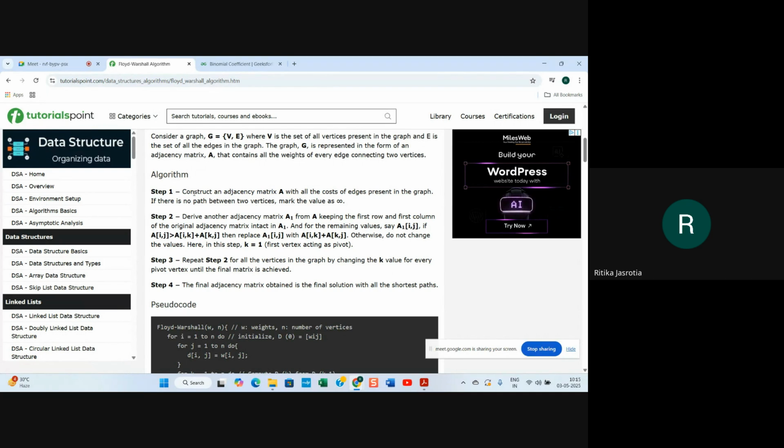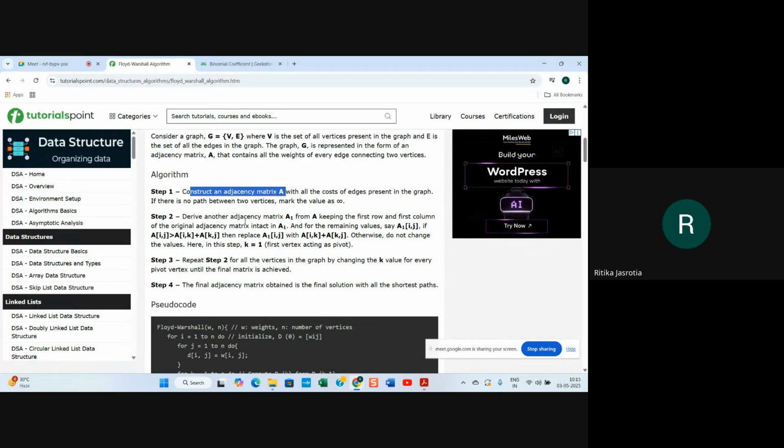Right. So they are saying first you construct the adjacency matrix with all the costs of edges in the graph. Then, if there is no path between two vertices, mark the value as infinity. Like from 1 to 1, you will not find any path, so you will mark it as infinity.